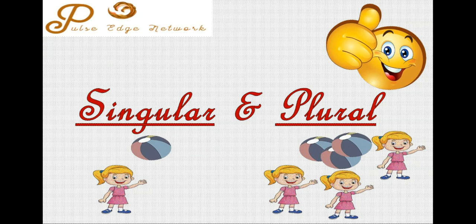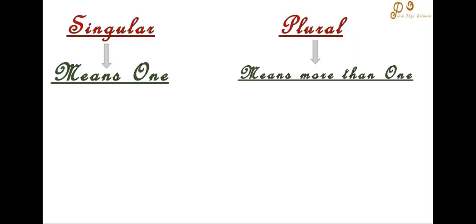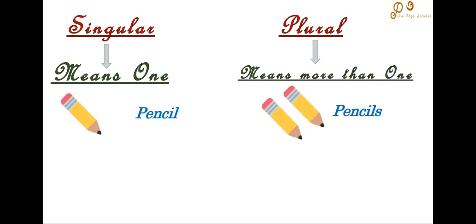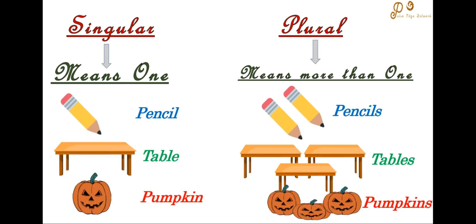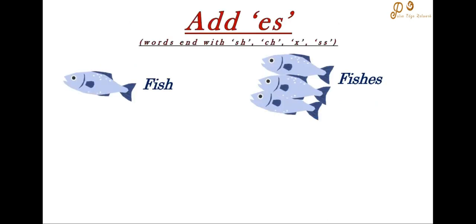In this video, we are going to learn about singular and plural. Singular means one thing. Plural means more than one thing. For instance, one pencil, two pencils, more than one. One table, its plural will be three tables. One pumpkin, three pumpkins.